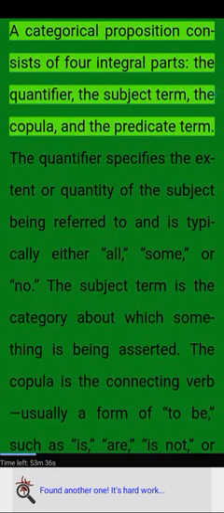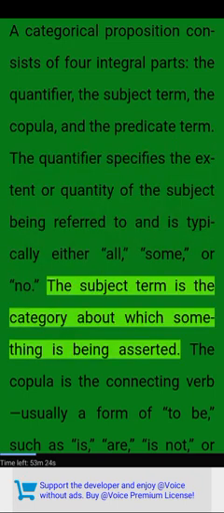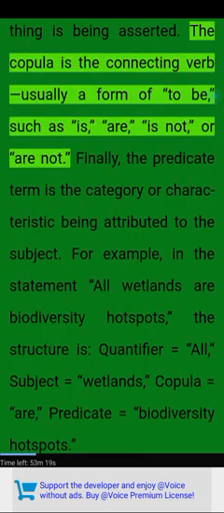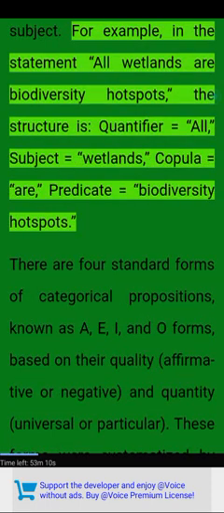A categorical proposition consists of four integral parts: the quantifier, the subject term, the copula, and the predicate term. The quantifier specifies the extent or quantity of a subject being referred to and is typically either all, some, or no. The subject term is the category about which something is being asserted. The copula is the connecting verb, usually a form of 'to be', such as 'is', 'are', 'is not', or 'are not'. Finally, the predicate term is the category or characteristic being attributed to the subject. For example, in the statement, all wetlands are biodiversity hotspots, the structure is: quantifier equals all, subject equals wetlands, copula equals are, predicate equals biodiversity hotspots.